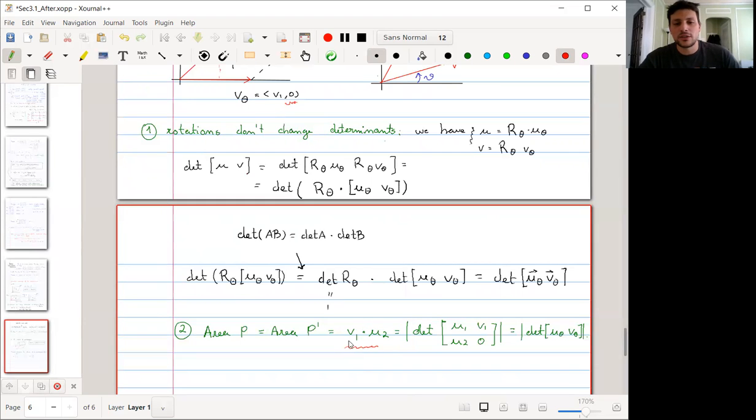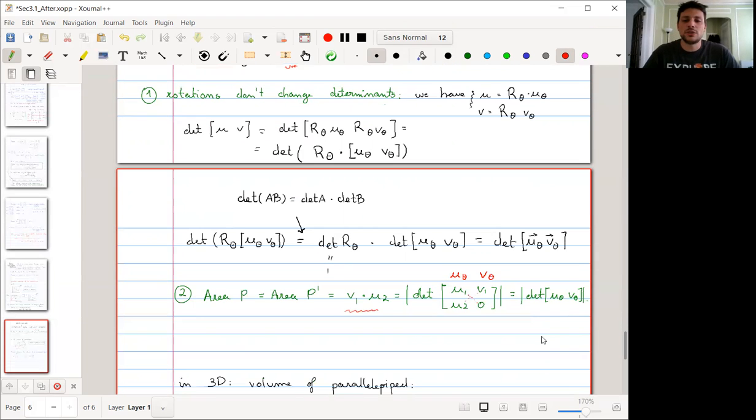However, if you stare at this long enough, you'll realize that v1 times u2 is exactly the determinant of the matrix u1, v1, u2, 0, which is the matrix u theta, v theta. It is that determinant because we get 0 times u1 minus v1 u2, but I put an absolute value. So v1 u2 is the absolute value of this determinant, which is the absolute value of the determinant of u theta v theta.